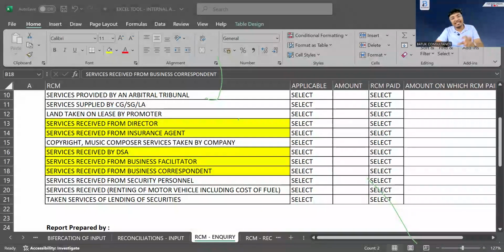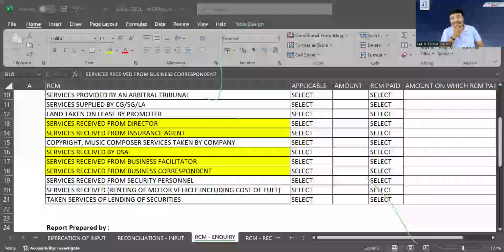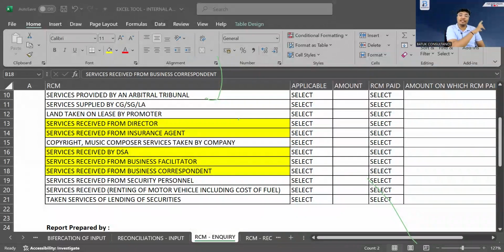Sir, business facilitator, business correspondent means the bank is going to appoint certain BCs, business correspondents. They are just going to take certain clients for the bank. They are going to provide the services on account of the bank, and provide the fund related documentation on behalf of the bank. So if the bank avails these types of services and books expenditure with the name of DSA, business facilitators, business correspondent, then yes, RCM is applicable on that expenditure.